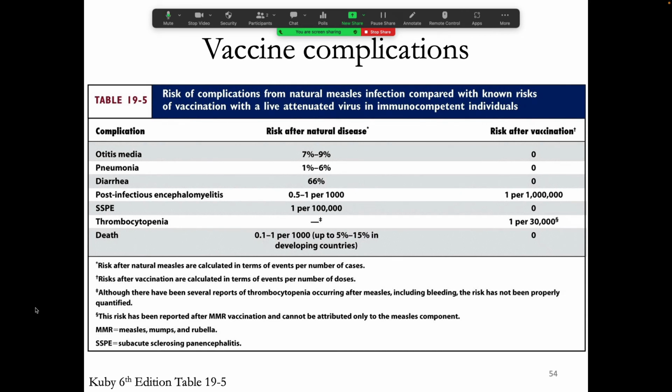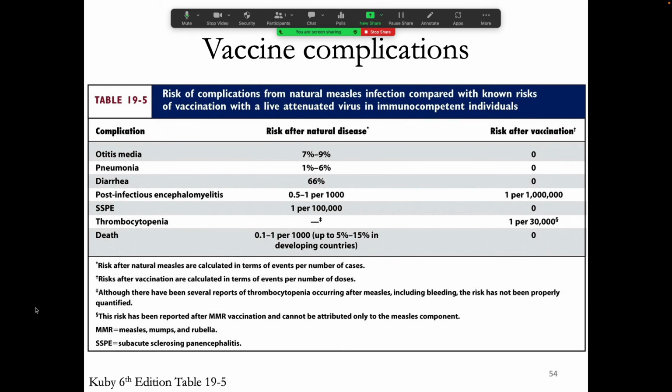And so this is showing some of the data on vaccine complications. And so, yes, there are 100% cases of individuals who have some type of disease or some type of adverse effect after vaccination. 100%, absolutely it happens. This table tells us how frequently those types of adverse events happen after someone gets a vaccine, and compares the frequency of similar events after infection.